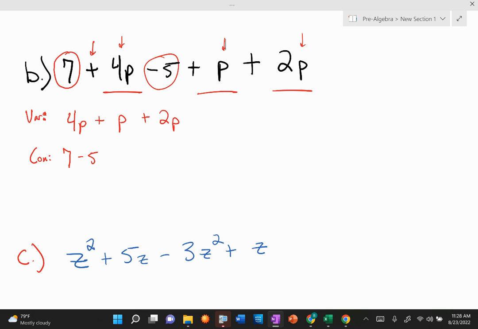Okay, so we got 4p plus 2p. So let's combine them. First thing, you have to add a 1 in front of the P by itself. It is invisible. 4p plus 1p plus 2p: 4 plus 1 plus 2 is 7. And then you need to make sure that you keep the variable with it. Just 7p. And then for the constants, you're just putting them together: 7 minus 5 is 2. So how are you going to write your answer?